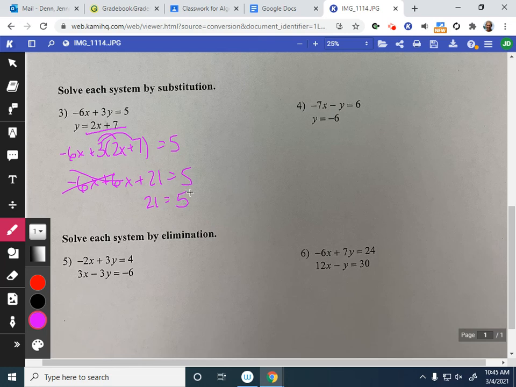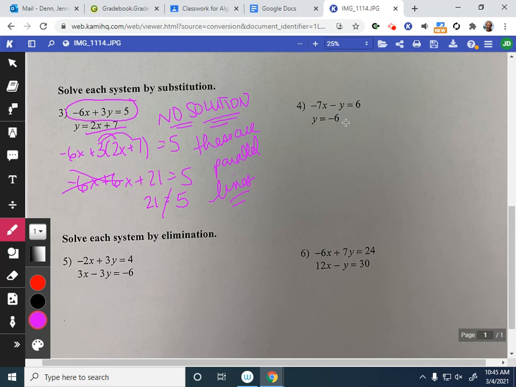Think back. What happens when our variables all go away and we're left with something that's not true? That means this has no solution. What does it mean those lines are if I graphed them? If I graphed these lines, it means they have the same slope. If I were to put this equation into y equals mx plus b form, I would add 6x to both sides and divide by 3. These would both end up having a slope of 2. So these are parallel lines. They're never going to touch. They have the same slope, so therefore they're not going to have any solution because there's nowhere that they cross.